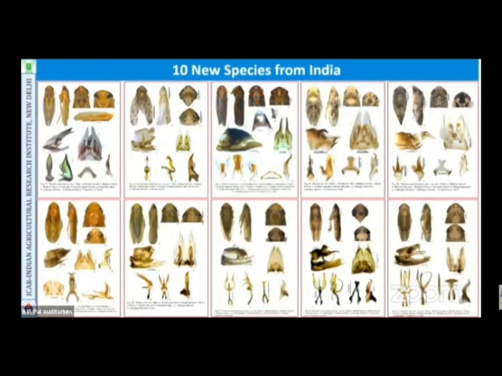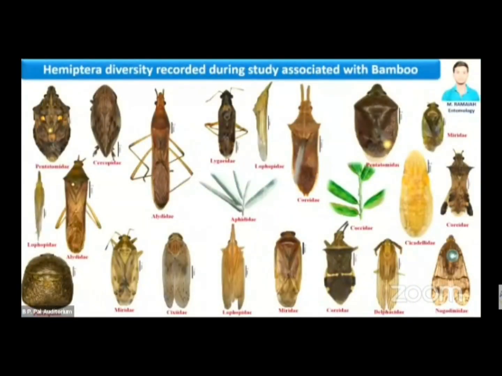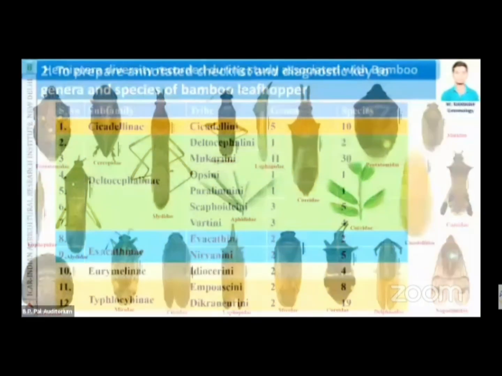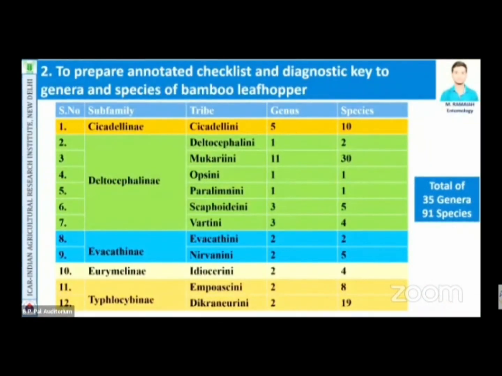And this is the overview of the 10 new leafhopper species from my study. Along with the leafhopper study, I also collected the Hemiptera diversity during my study. The second objective is to prepare the annotated checklist and diagnostic key to the genera and species of bamboo feeding leafhoppers. A total of 91 species and 35 genera.